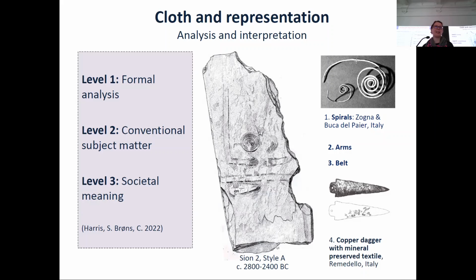But at a second level, we then have what we can think of as the conventional subject matter. People are representing other people in these stones, making them look like maybe different genders, different characters of people. And then at a third level, there's a bigger societal meaning. What are people trying to do by engraving these people in stone and these types of cloth?